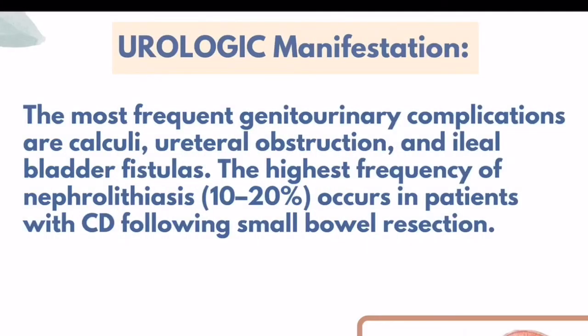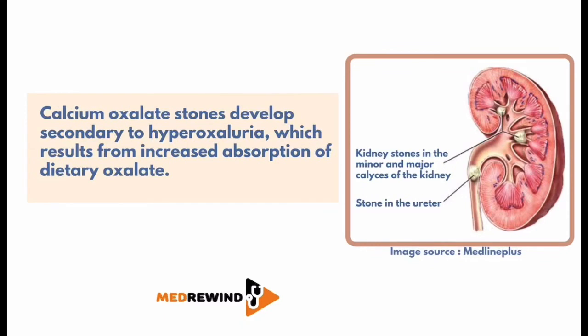Urologic manifestations of IBD. The most frequent genitourinary complications are calculi, urethral obstruction, and ileal bladder fistulas. The high frequency of nephrolithiasis, that is formation of stones in the kidneys, occurs in patients with Crohn's disease following small bowel resection. You can see the image. We show the kidney stones in minor and major calyces of the kidney and stones in ureter. So calcium oxalate stones develop secondary to hyperoxaluria, which results from increased absorption of dietary oxalate.